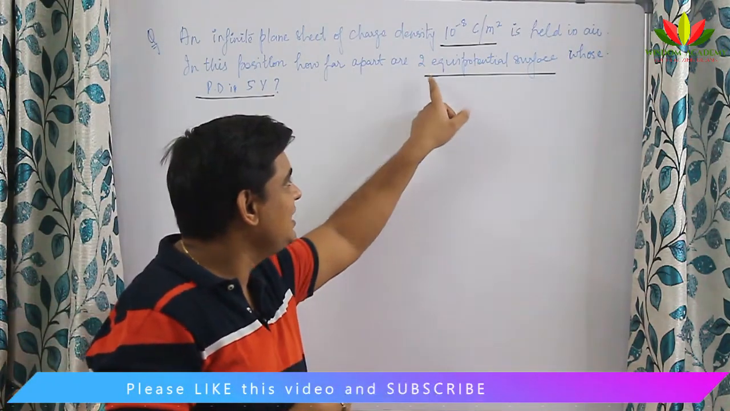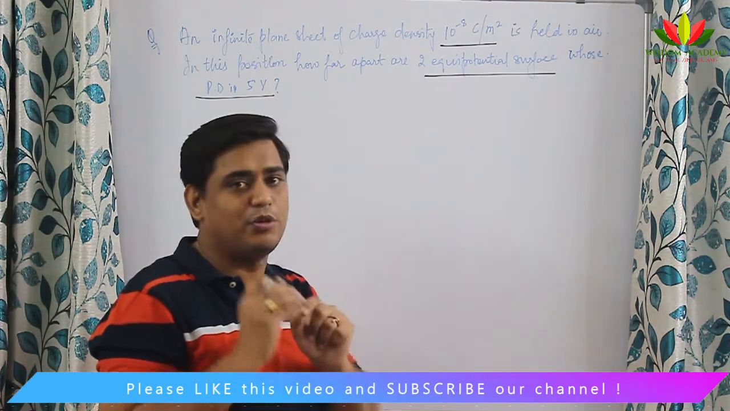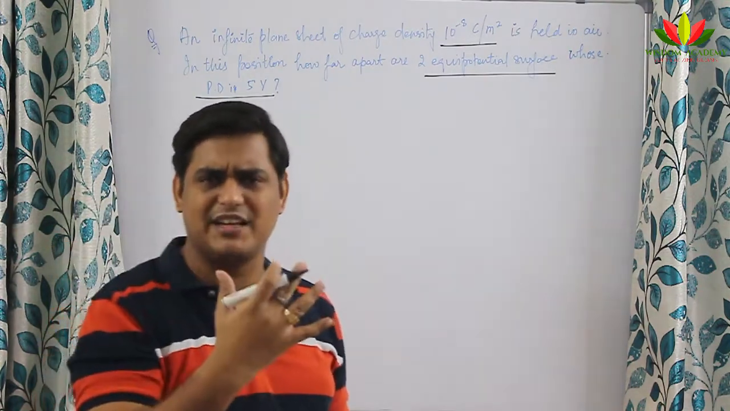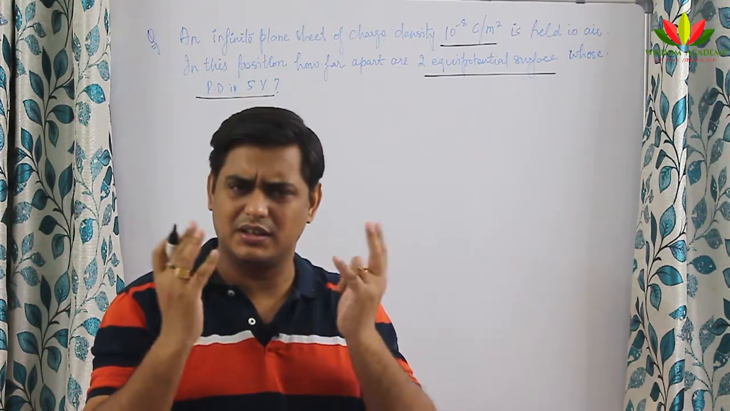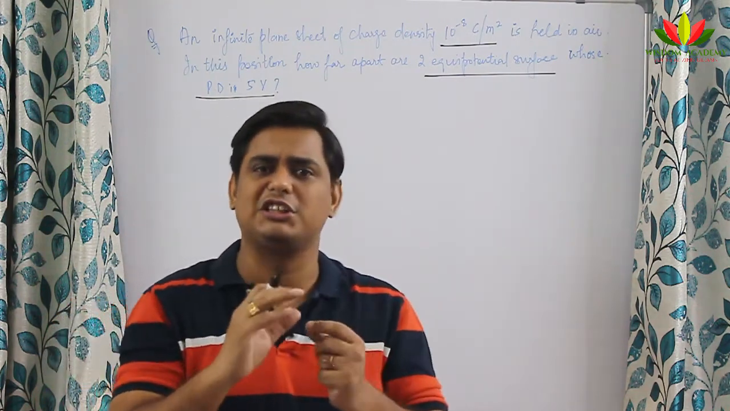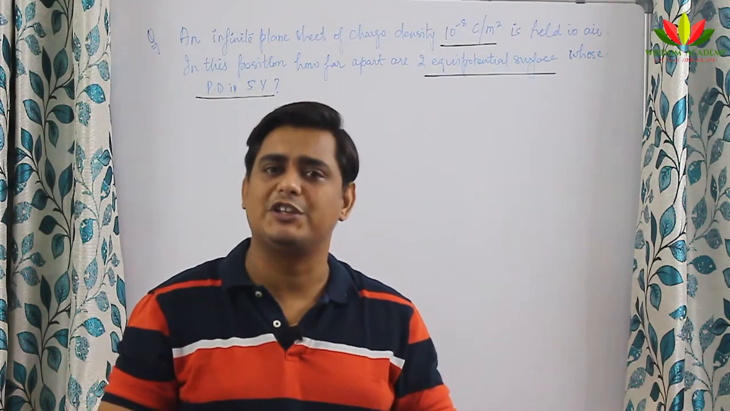As the name is saying, equipotential surface. It is a surface where the potential is equal at all the points. So suppose it can be a line, it can be a surface, it can be a volume, it can be anything, where at all the points, if the potentials are the same, then that surface is called an equipotential surface.